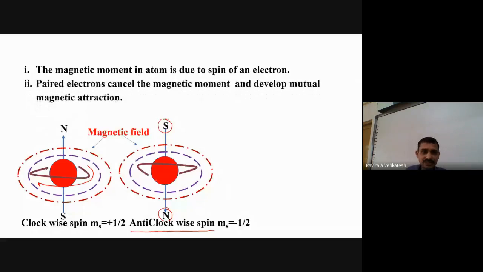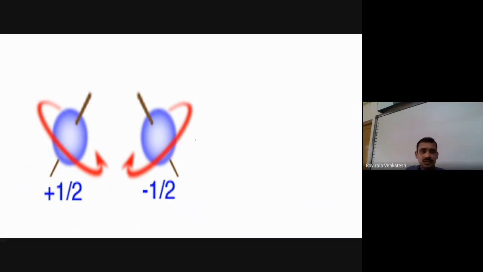Now here, one has plus half and the other has minus half. Plus half and minus half, so the ms total will be 0. For example, this one is plus half and this one is minus half. The total spin is equal to 0. The total spin in any orbital will generally be 0. This is clockwise, and this one is anti-clockwise.